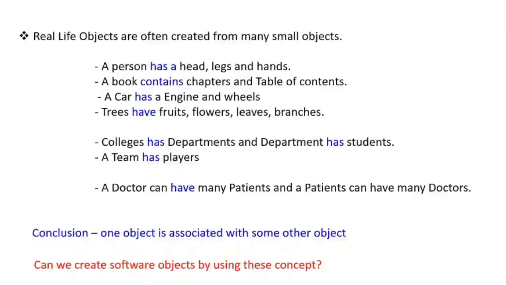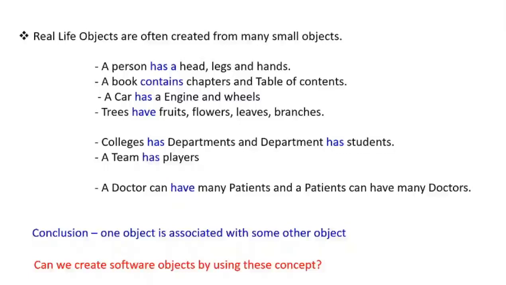We have another example here. A college has departments and a department has students. So this is again a has relationship. A college has departments. Departments are not created when the college is created. There may be a few departments present, and a few departments not present, created later on. So the college still exists without the departments. A department may be created later on. A department has students. Again, whether the department is present or not present, the students will be there. A student may be part of some other department.